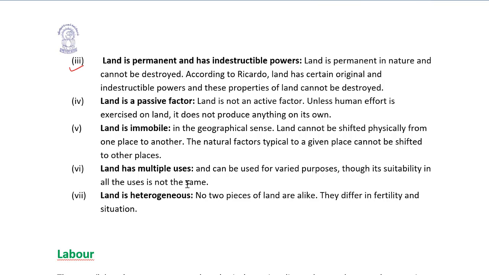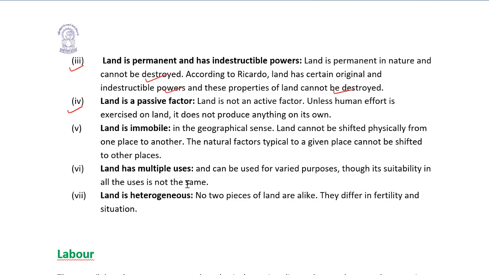That means you can't destroy land. The production power of soil is indestructible since its fertility can be restored even if it gets depleted after a certain period of use. I believe you understood. Let's read it. So land is permanent in nature and cannot be destroyed. According to Ricardo, land has certain original and indestructible powers, and these properties of land cannot be destroyed at all.